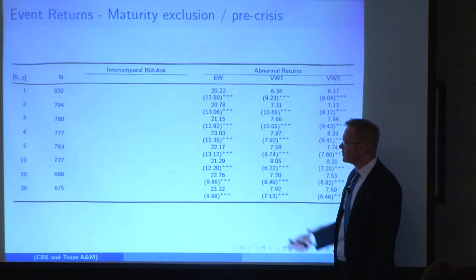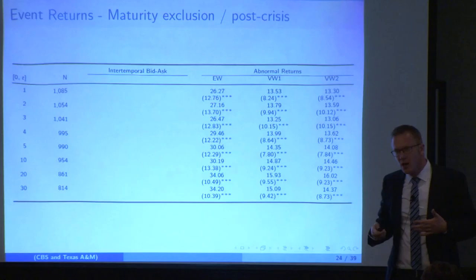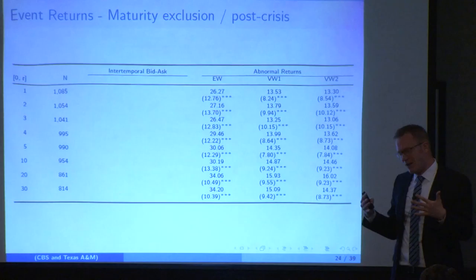Before the crisis, during the crisis, 57. Dealers are more constrained. But after the crisis, when they shouldn't be as constrained anymore, it's still something like 14 basis points. So double up, that's what we see before the crisis. And these are the maturity exclusions. So these are extremely safe bonds, or at least they are investment grade bonds with a very low maturity.